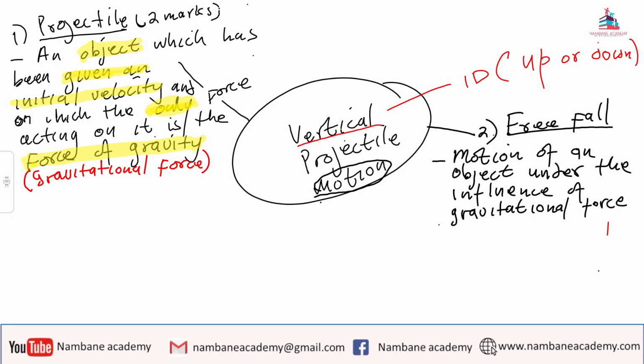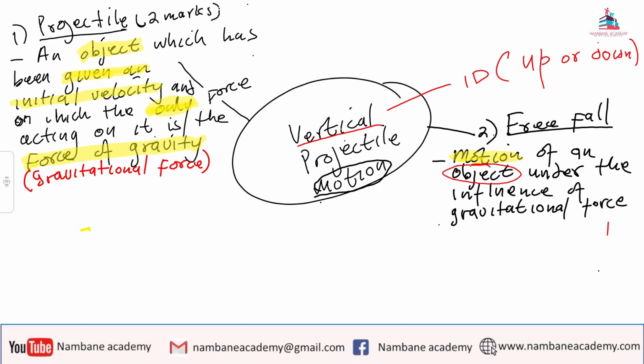Now let's look into these two words: projectile and free fall. Free fall, keyword, it's the motion. So when I am expected to explain what a free fall is, the keyword there should be the motion of an object. But which object? This object is a projectile. So the motion of a projectile is known as a free fall motion.